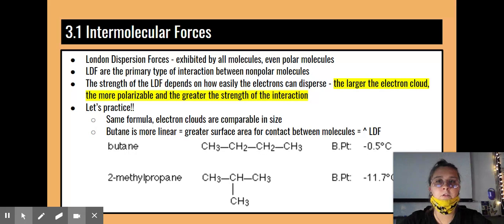So one thing I want you guys to look at, go ahead and pause and look at these structures. Look at that boiling point. Make note of differences you see.